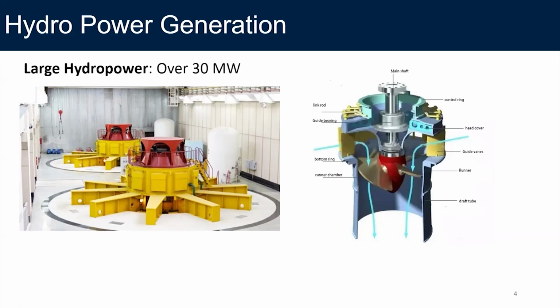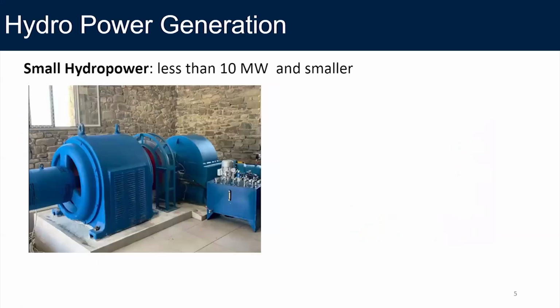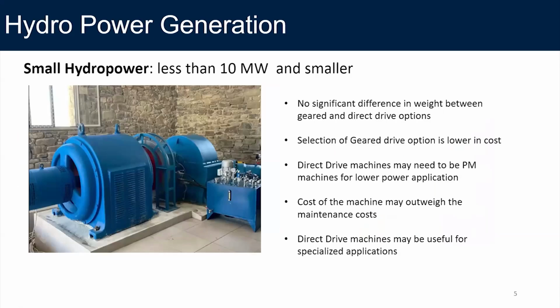The other option is small hydropower, less than 10 megawatts and smaller, similar to the wind power situation. When you compare direct drive machines with an option where you have a geared drive and a generator, the weight is almost similar. So there's no real advantage in weight. However, the main advantage comes from maintenance, the lower maintenance with direct drive machines.